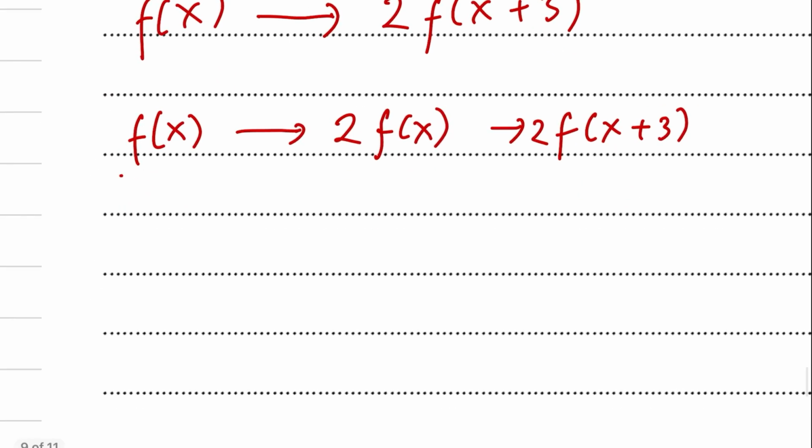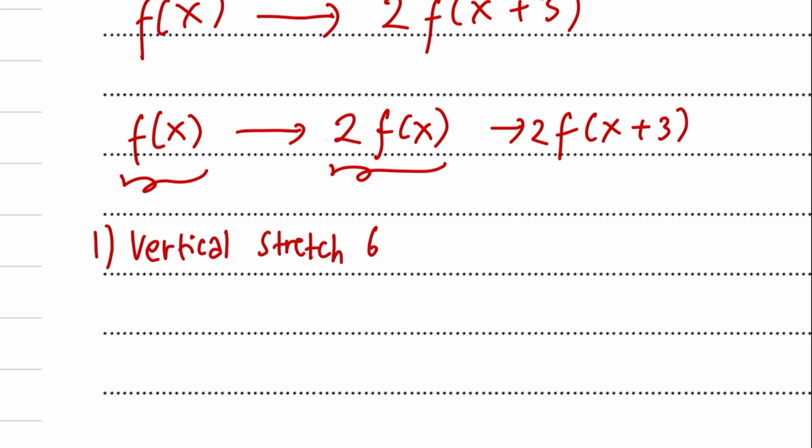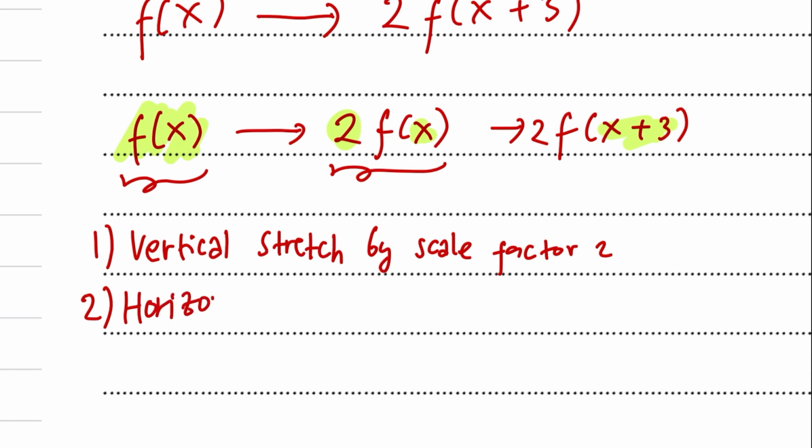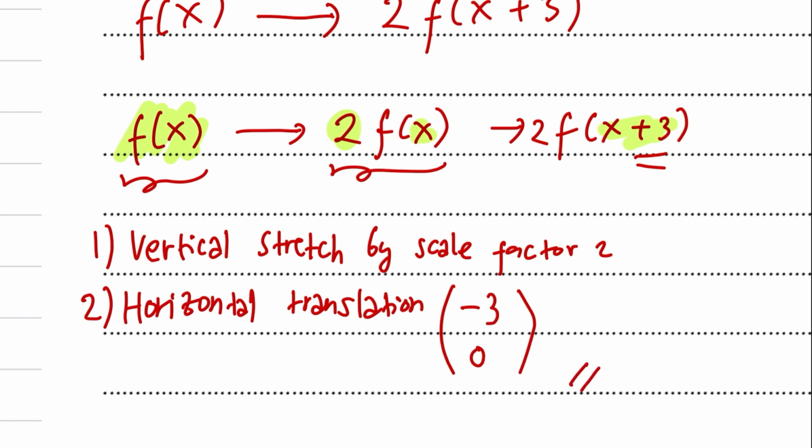The first transformation from f(x) becomes 2f(x). We need to do the vertical stretch. So the first one is vertical stretch by a scale factor 2, because we multiply my f(x) or my y by 2. And the second one is we replace x with x plus 3. So this is horizontal translation. And remember, horizontal always do the opposite. Plus 3 means that we move it to the left. So it's minus 3, 0. So this is the answer.